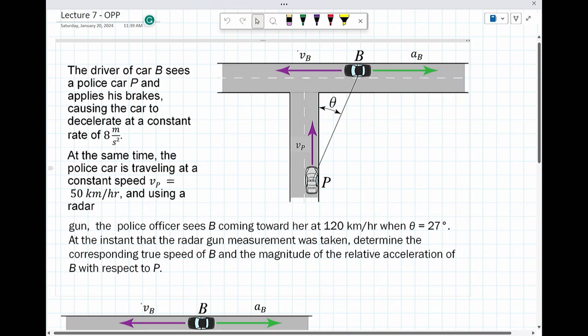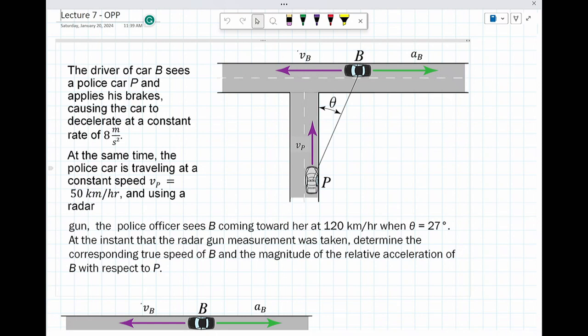So this is a typical problem. The driver of car B sees a police car P and applies their brakes, causing the car to decelerate at a constant rate of 8 meters per second squared. At the same time, the police car is traveling at a constant speed, velocity of the police car of 50 kilometers an hour, and using a radar gun, the police officer sees B coming at them at 120 kilometers an hour when theta is equal to 27 degrees.